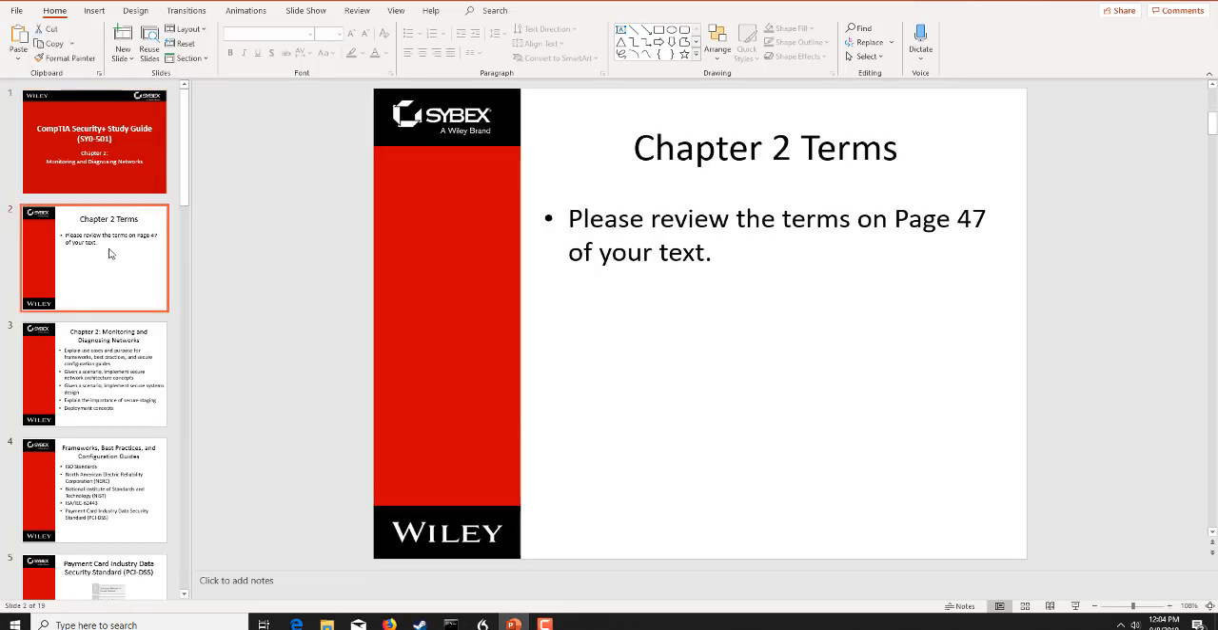All right. So please review your terms on page 47. There's a few of them that they go over. Honeypot, HoneyNet, DMZ, Demilitarized Zone. Information Security Management System, ISMS, Software Defined Networking, Stateful Packet Inspection, Intrusion Detection System, Intrusion Prevention System. It seems like it's IDS, IPS week in both of my classes. Also, SIEM, Security Incident and Event Monitoring. That's a very big platform in the industry these days.